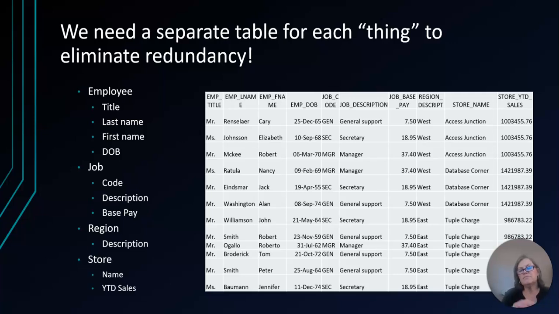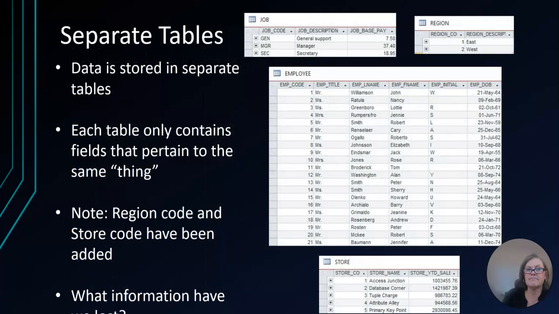All right, so then we would split this data into 4 separate tables. And here's how that might look. So now we have a table that's just about jobs, a table that's just about regions, etc. And we've eliminated all that redundancy. So I don't have the job description, general support over and over again. I have it one time, and I know that that job has this job code and this job base pay. So I've stored that once. So now each table pertains to just one particular thing that we're storing data about.